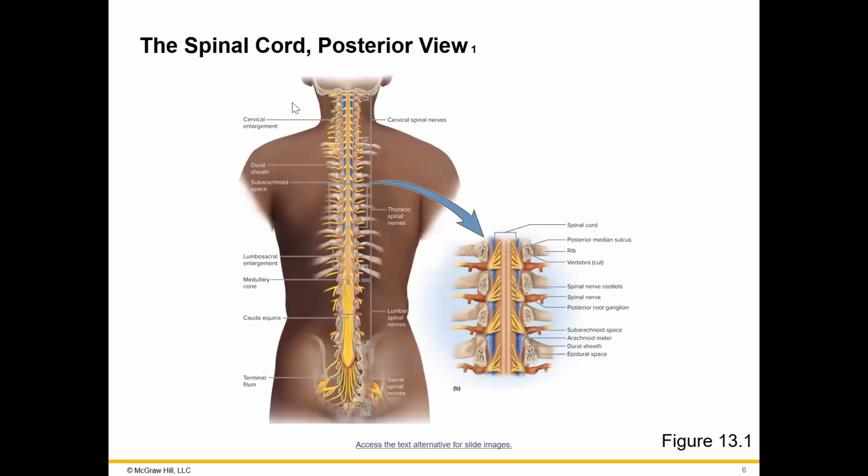There we go. So that is the cervical enlargement. And you see that the cervical region is really thick, and the lumbosacral region is also thick because they are important for regulating the upper limbs and the lower limbs, respectively.